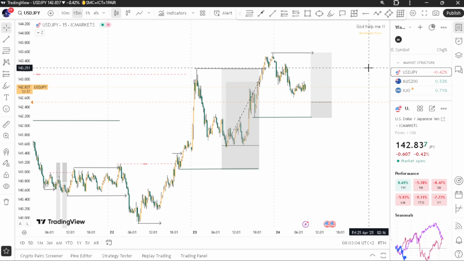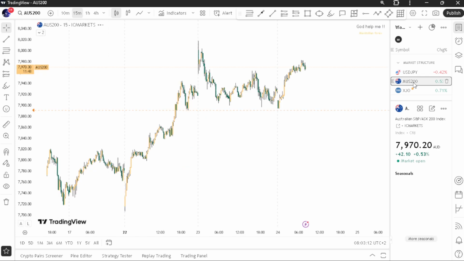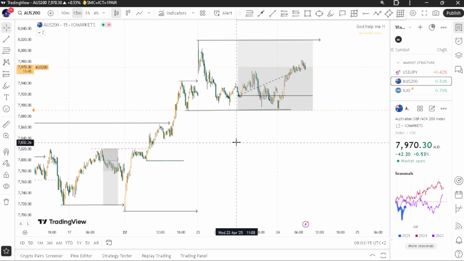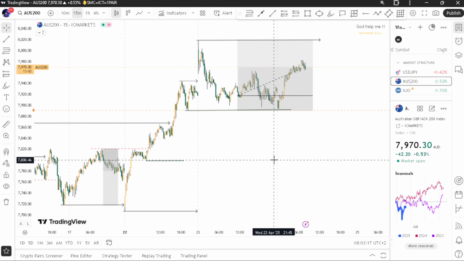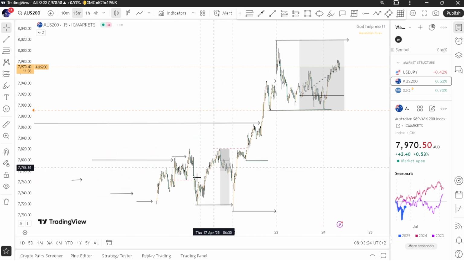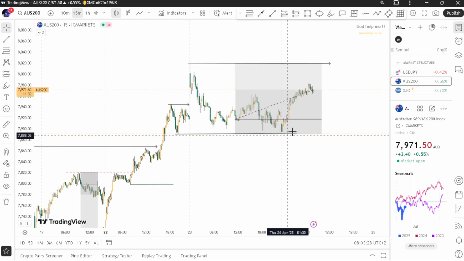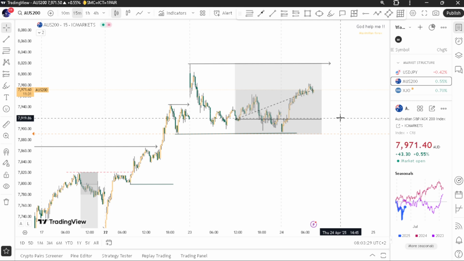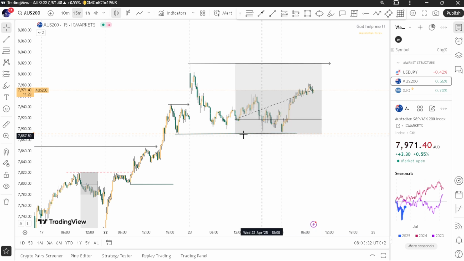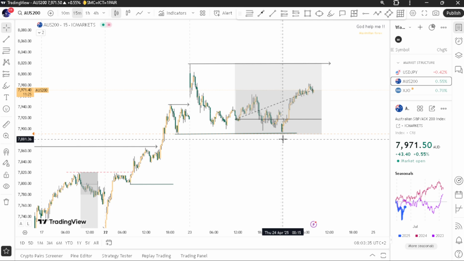Okay, that's it for this story, and I hope you understand that. So let's come to Aussie 200, which is just like the Australia S&P 500. So what are we seeing here? We can see too that the market is bullish, like I was saying. Since the market is bullish, this trend and this pullback began early this morning.